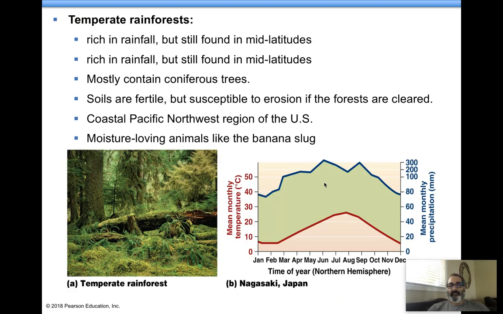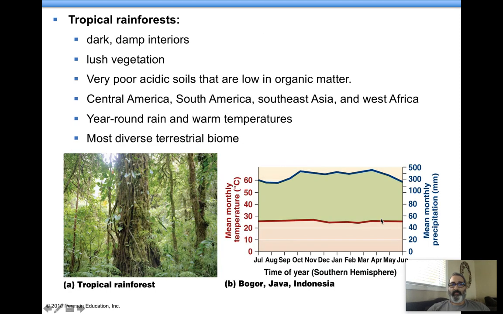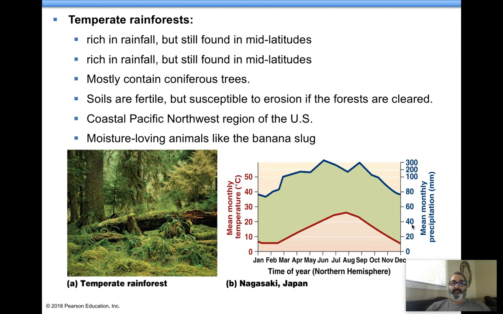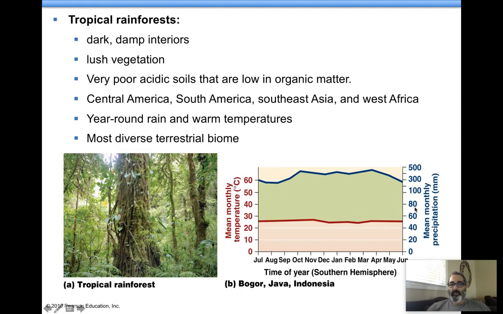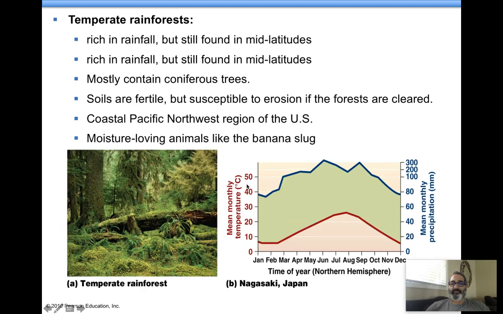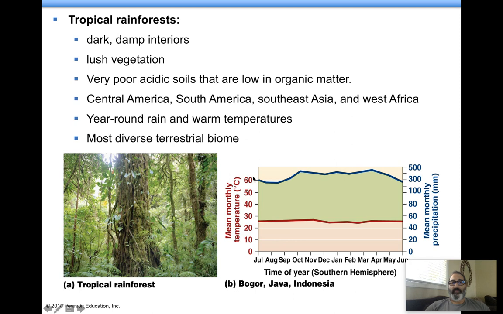Tropical rainforest. Look at the rain. Off the chart. Look at the temperature. Excuse me, that was a temperate rainforest. Tropical rainforest, here we go. Once again, rain. Look at that. Off the chart the entire year. Go back and compare it to the previous one. It fluctuates. So they have their drier seasons in a temperate rainforest. Tropical rainforest, there is no dry season. It's just wet. Look at their temperature, warm all the time.